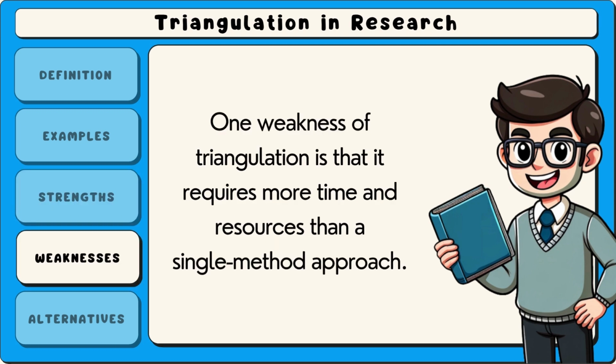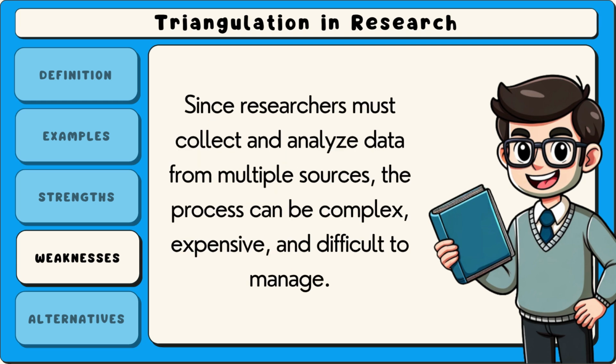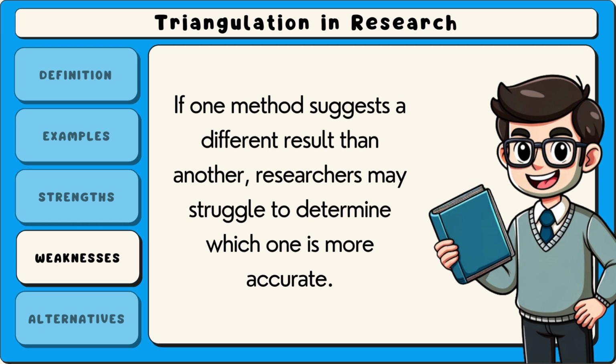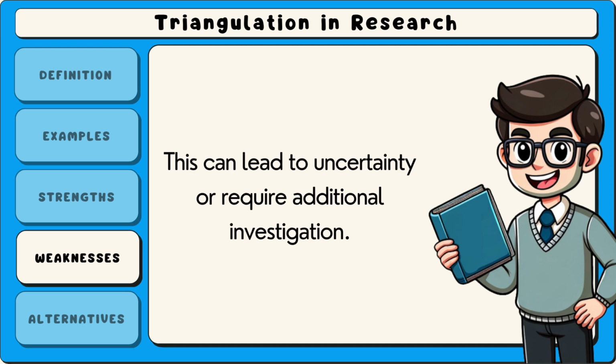One weakness of triangulation is that it requires more time and resources than a single method approach. Since researchers must collect and analyse data from multiple sources, the process can be complex, expensive, and difficult to manage. Another challenge is that different methods may not always align perfectly. If one method suggests a different result than another, researchers may struggle to determine which one is more accurate. This can lead to uncertainty or require additional investigation.